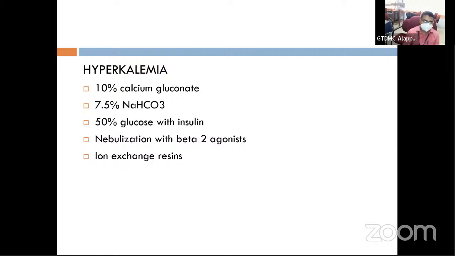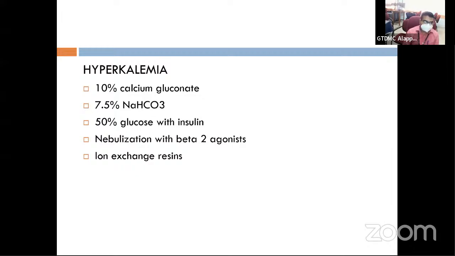If potassium is between 5.5 and 6.5, hyperkalemia can be managed with medical measures like 10% calcium gluconate IV, 0.5 ml per kg per dose. It should be given as a slow infusion over 10 minutes. Cardiac monitoring should be done during the infusion because calcium gluconate can produce bradycardia.